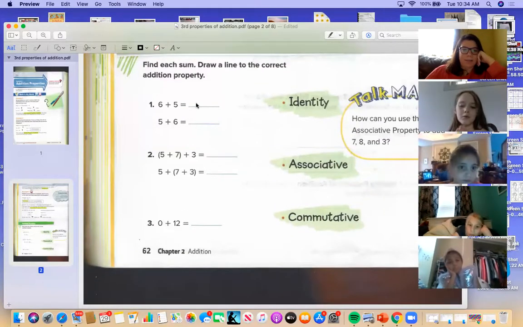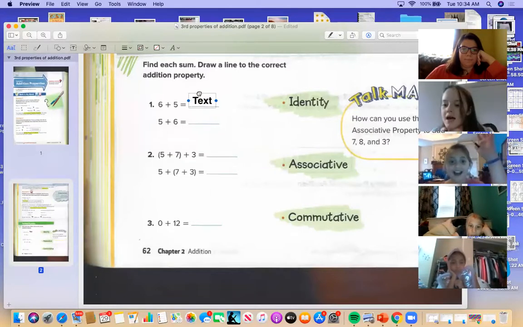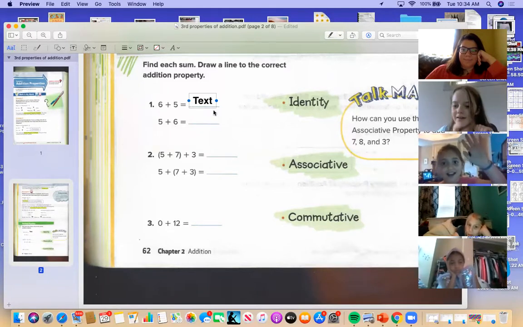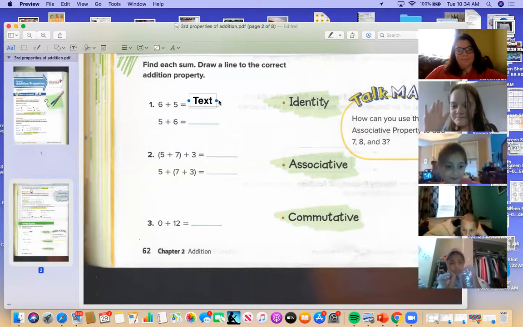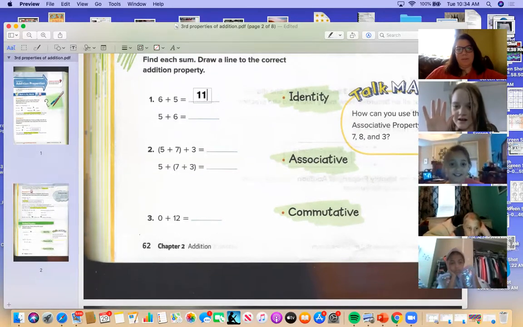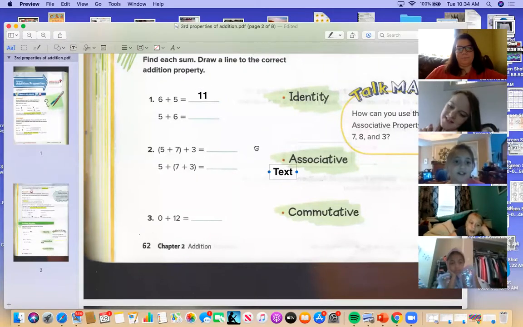All right, Savannah, 6 plus 5 is what? Are you with us, Savannah? You froze. Athena, go ahead. 6 plus 5 is 11. And 5 plus 6 is? 11.